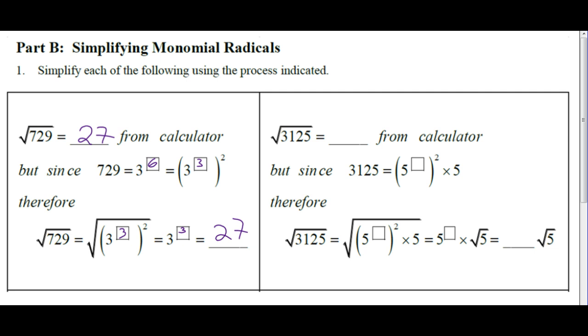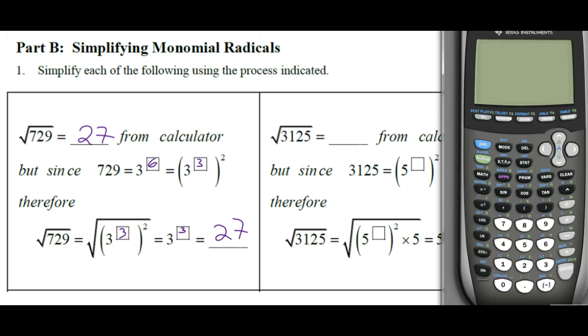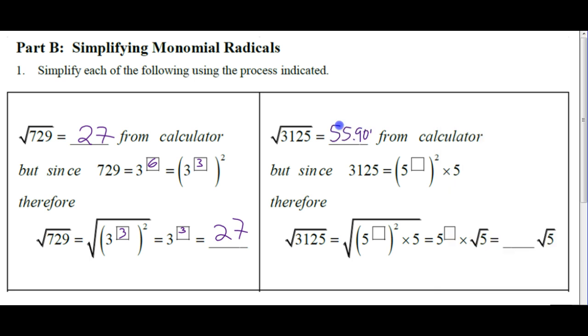So, what if you do the square root of 3125? What do you get? 55.9016. So 55.901, dot dot dot. I'm just going to show that it keeps going. I'm not rounding. I'm just writing out a few decimals and then giving you 3 dots. Say, hey, this keeps going. But 3125 is some power of 5 that's being squared times 5.